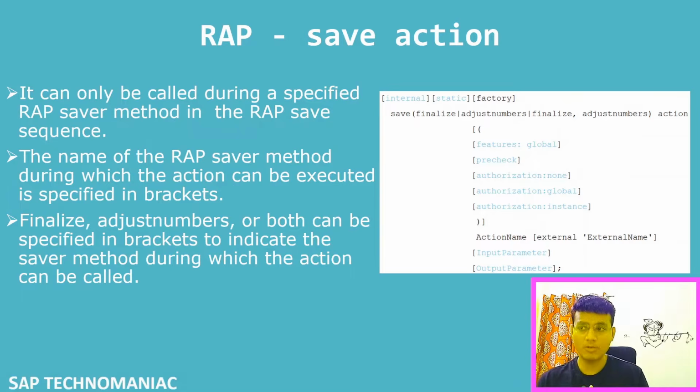Last but not least, the save actions. As I told you, these always trigger during the save sequence, not in the interaction phase. For the save sequence we also have to define during which saver method it should trigger: during the saver method of finalize, or during the saver method of adjust numbers. We have to define when it should trigger after the save, then give the action name. If you want to trigger that save action in both scenarios, finalize and adjust numbers, that is also possible. Other things are similar for RAP save actions as well.